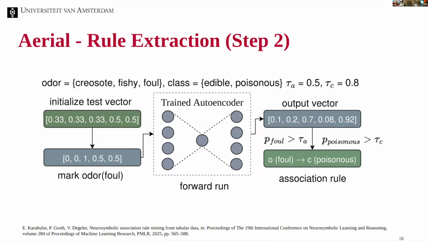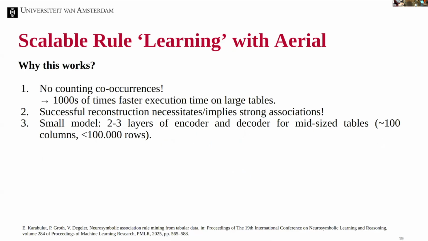If the model is able to successfully reconstruct, let's say, a 92% probability of the class being poisonous, and this is higher than a threshold, in this case 80%, then we say that odor being foul implies class being poisonous. So if certain features help us successfully reconstruct other features, then the initial ones imply the other ones. In this case, we completely eliminate the counting operation over the table, and training is done linearly, again, over the table. Basically, this allows us to have much, much smaller rule sets with higher statistical quality.